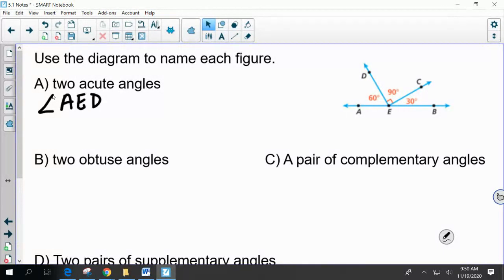You could also call that DEA, but you want your center letter, so like E is the center letter in this angle right here, you want your center letter to be in the center. So you can either call it AED or DEA, but E should be in the center regardless of what you call it. Okay, so then we need another acute angle, one more. BEC. BEC, correct. So angle BEC is another acute angle.